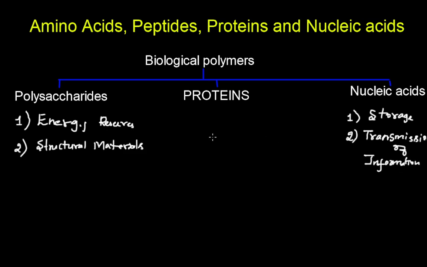However, the role of proteins is more diverse and it is even more important. So, proteins are present as enzymes and hormones. As enzymes and hormones, these proteins catalyze and regulate the reactions that occur in the body. As muscles and tendons, they provide the body with the means for movement.